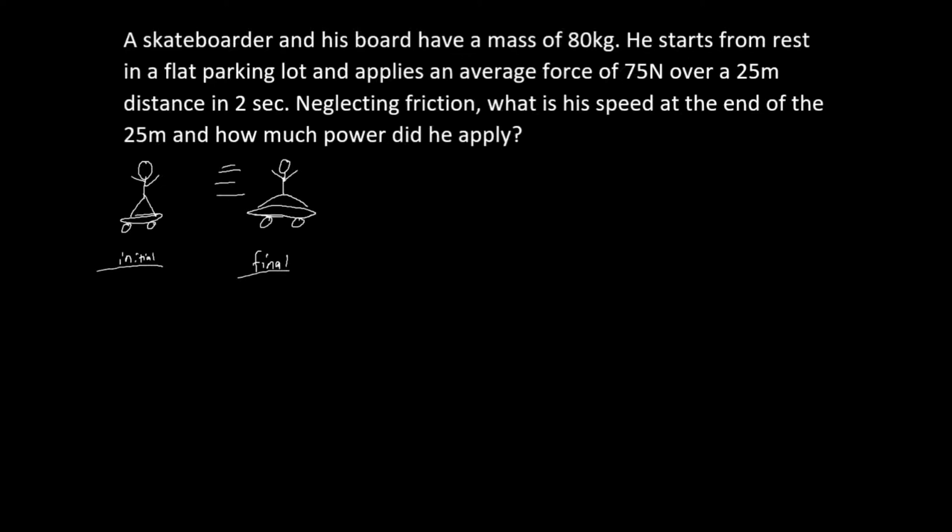And what I want to do is figure out what speed we have at the end of that 25 meters. So in this case, he is applying power, or he is doing work. The skateboarder himself starts with an initial velocity of 0, and then he is expending some of that chemical energy. So his body is doing work on that system.